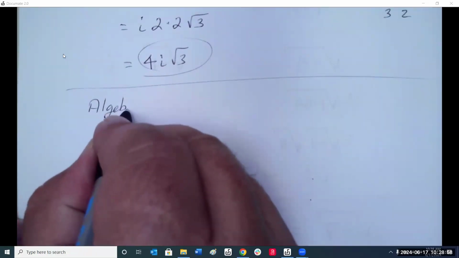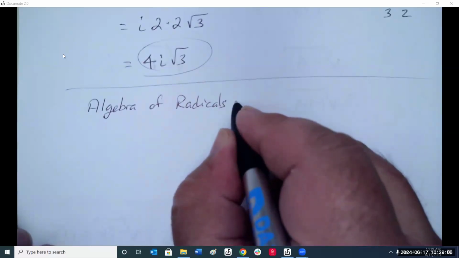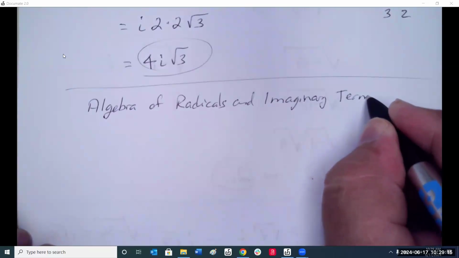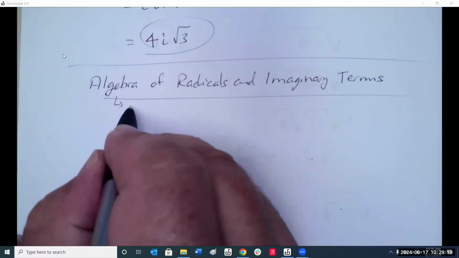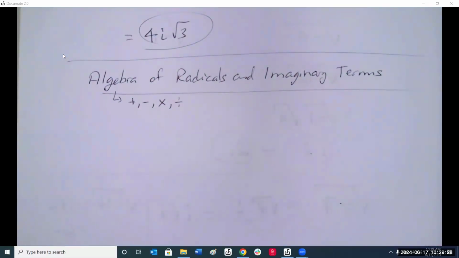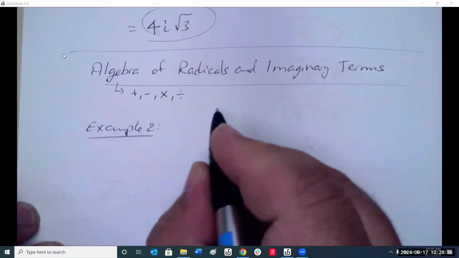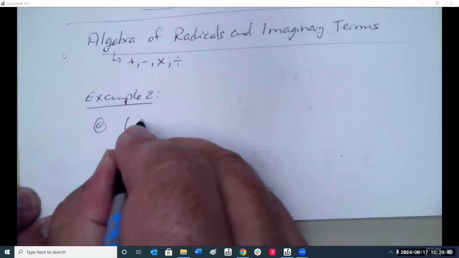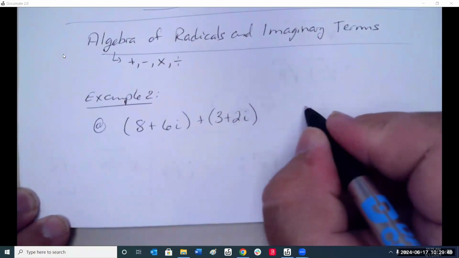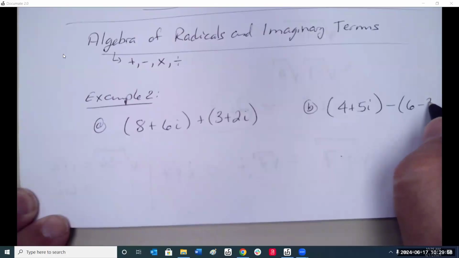All right. Now we're going to talk about the algebra of radicals and imaginary terms. Remember, whenever you use the word algebra of, all it means is, can it do these four operations? Add, subtract, multiply, divide. Example 2A. We have 8 plus 6i plus 3 plus 2i, and then b, 4 plus 5i minus 6 minus 3i.